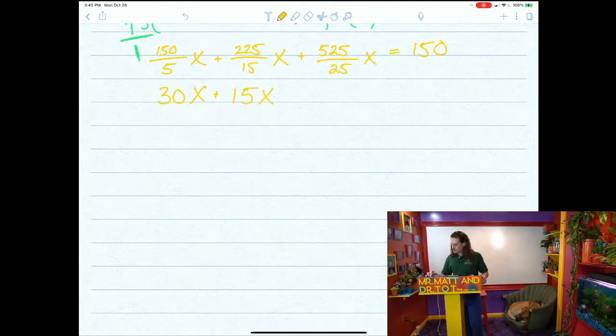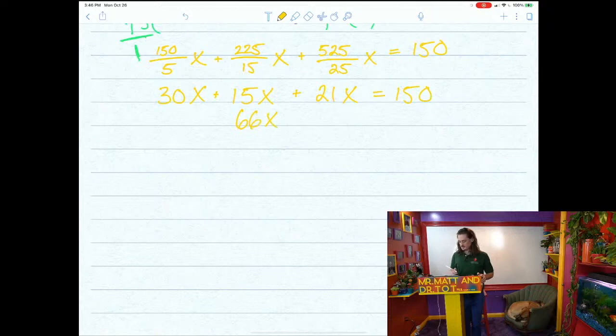And then 525 divided by, excuse me, divided by 25, not 5. 21. No, that's not right. Yeah, 21. Sorry. So this guy's going to become 21x. And that's equal to 150. So 30 plus 15 would be 45. 45 plus 21 is going to be 66. So we have 66x is equal to 150.